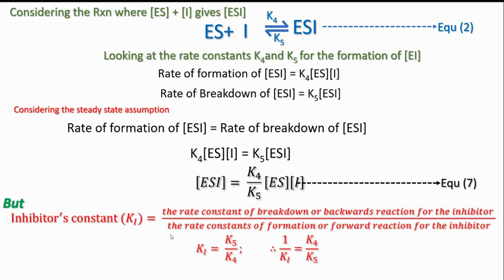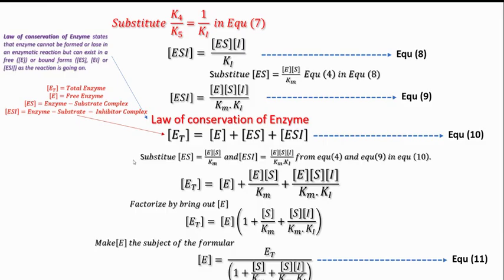But we need to introduce another constant, which is the inhibitor constant. By definition, the inhibitor constant is the rate constant for the breakdown or backward reaction of the inhibitor, and this backward reaction for the inhibitor is just the breakdown of ESI. When you look at 1 over Ki, you will find that you have K4 divided by K5. When we do that and plug it into our equation 7, we have that ESI is equal to ES multiplied by I over Ki.